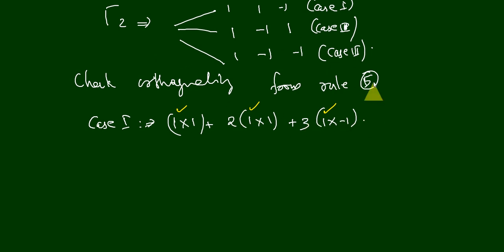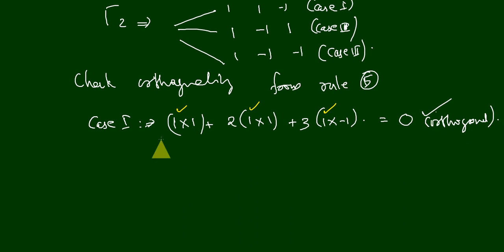What is the result of this one? That is equal to 1 into 1, that is equal to 1 plus 2 plus 3 plus minus 3, that is 3 minus 3, that is equal to 0. It means that if we are adopting the case 1 as the character set, then 1 and 2 will be orthogonal to each other. So this is going to be the valid character set. Okay, because this represents the orthogonality.